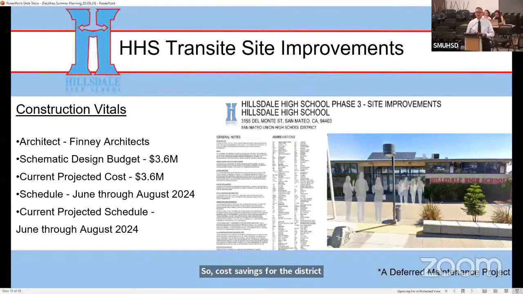We also have our Hillsdale High School Transite site improvements. This is our Phase 3. We have a budget of 3.6 million. Finney Architects is the architect of record. Current projected costs are at 3.6. Our schedule is from June through August of 2024, and projected schedule is through August of 2024.